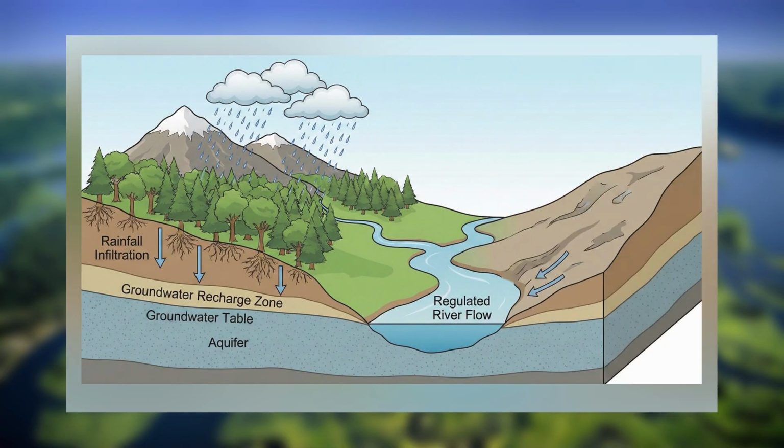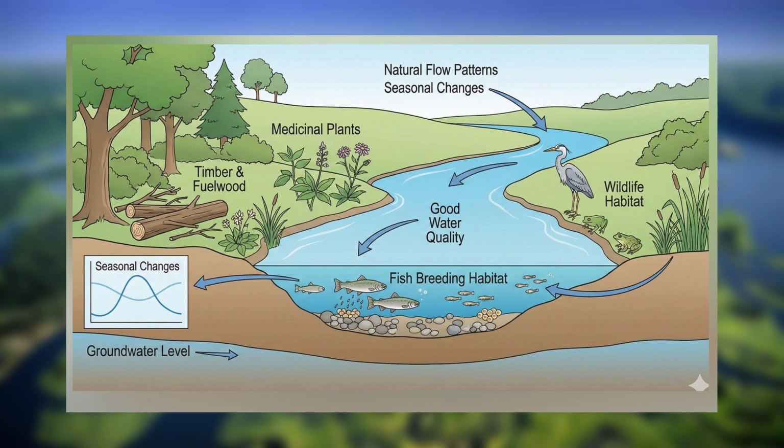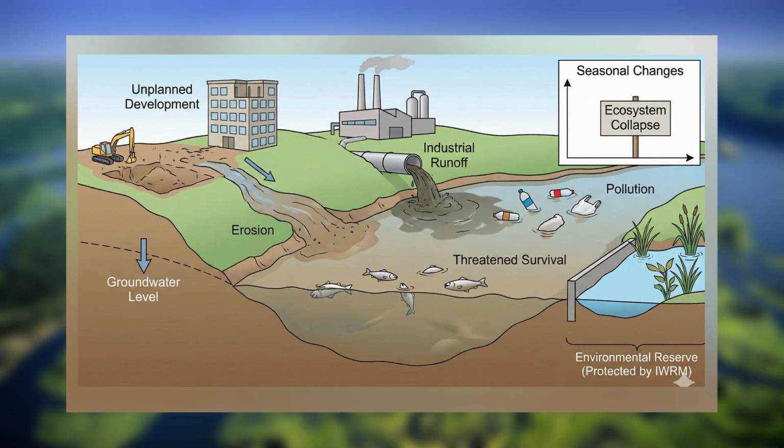Protecting essential ecosystems: natural ecosystems play a crucial role in maintaining the water cycle. Land ecosystems in upper parts of river basins help rainfall soak into the ground, recharge groundwater, and regulate river flows. Aquatic ecosystems also provide many benefits such as timber, fuel wood, medicinal plants, and habitats for wildlife and fish breeding. These ecosystems depend on good water quality, natural flow patterns, seasonal changes, and stable groundwater levels. Poor water quality and unplanned development threaten their survival. Therefore, land and water management decisions must consider ecosystem needs and reduce negative impacts wherever possible.